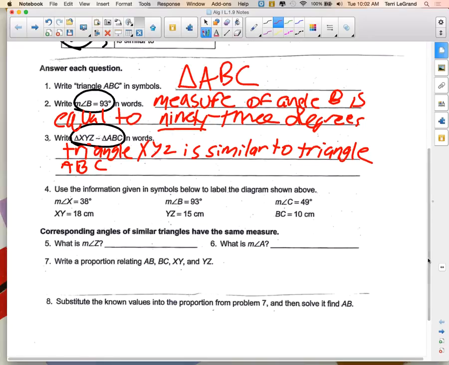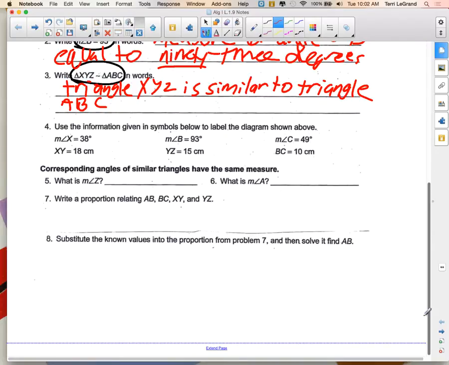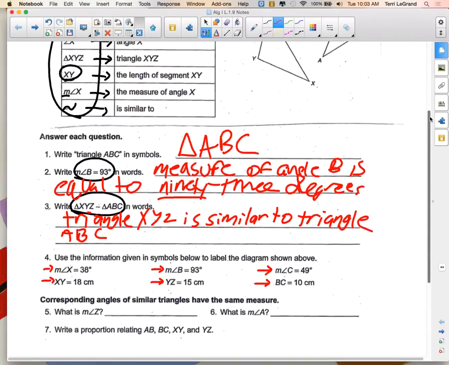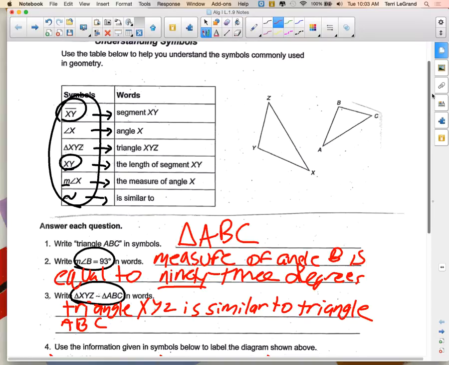Good job, guys. Okay, now use the information given in the symbols below to label the diagram shown above. Okay, go ahead, go up and label those. Take these 6 measures. You have 6 of them. Read them according to how they are. So this one says the measure of angle X is 38 degrees. So we go up here and we go to our figure and we say in here, this is a 38-degree angle.